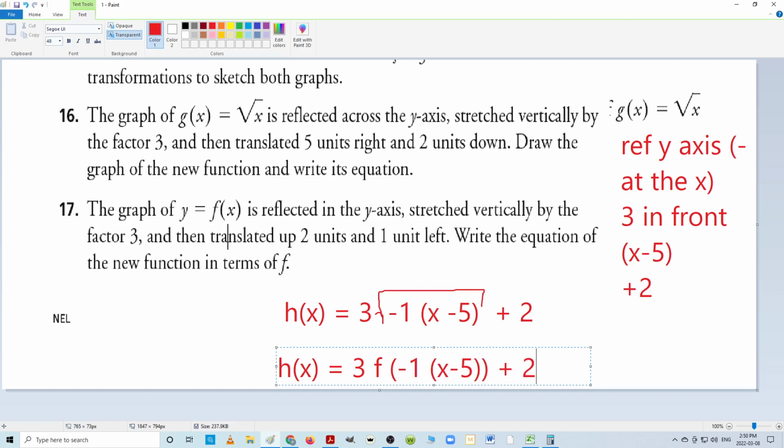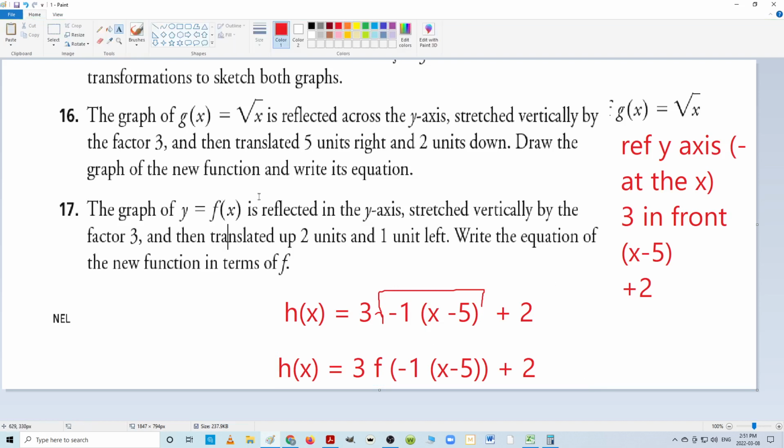Which says take the f function and alter it in the same way. Draw the graph. Well, okay. Multiply all your y values by 3, then add 2. Multiply all your x values by minus 1, and then add 5. And then draw the graph and the original function you're working with.